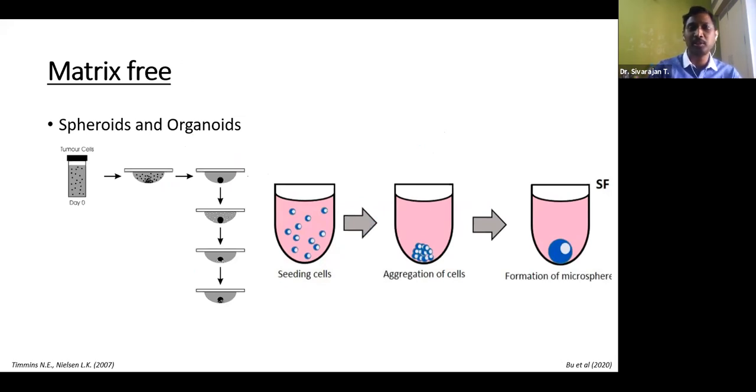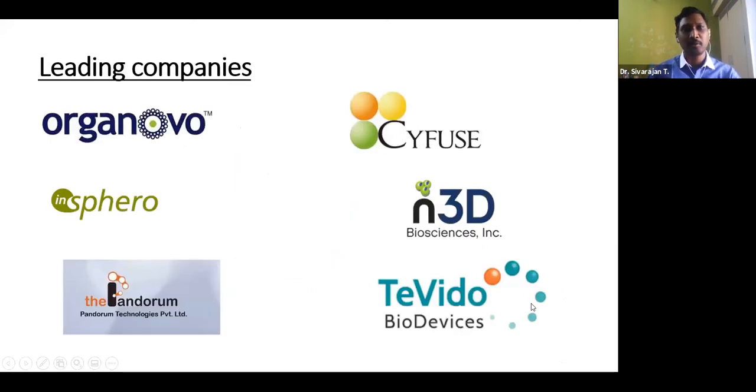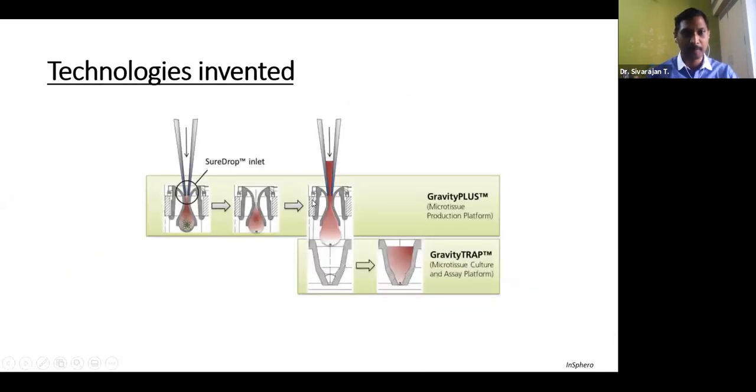Or nowadays you can even use ultra low attachment plastic, where the cells will come together because there is nowhere else they can attach to. So just to give an idea, there are some leading companies in this field like Organovo, InSphero, Scifuse, N3D, and Tivido. They are the leaders in actually bringing a product into the market, along with Pandorum Technologies.